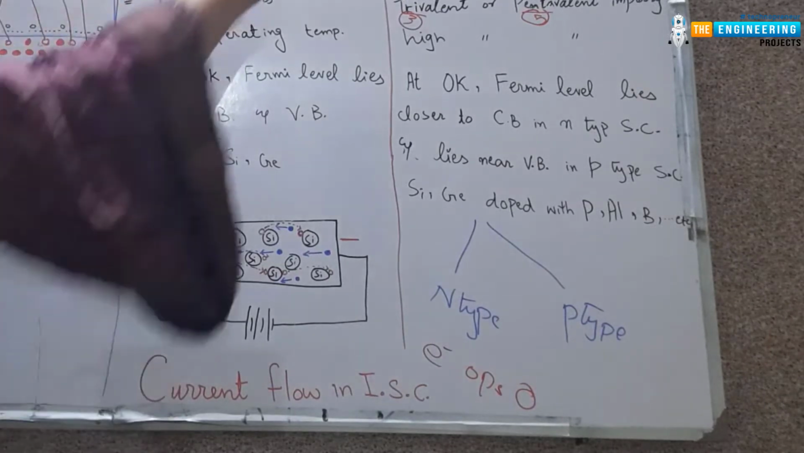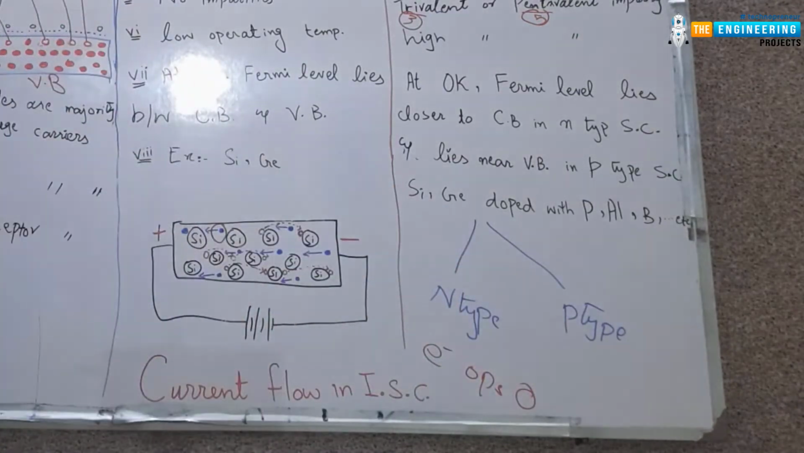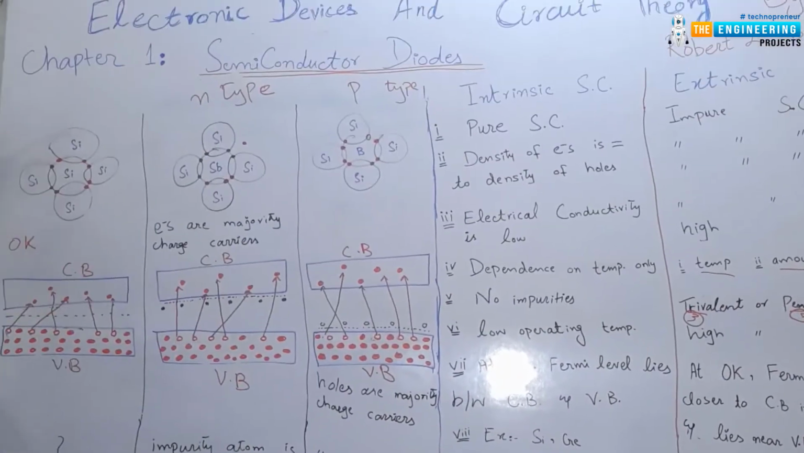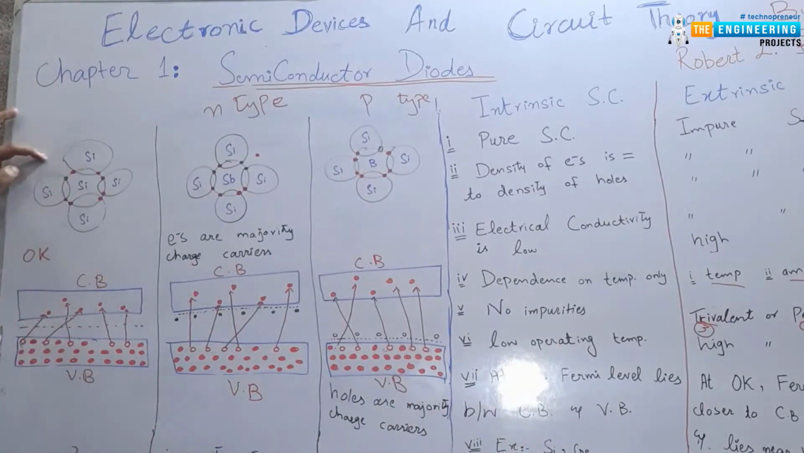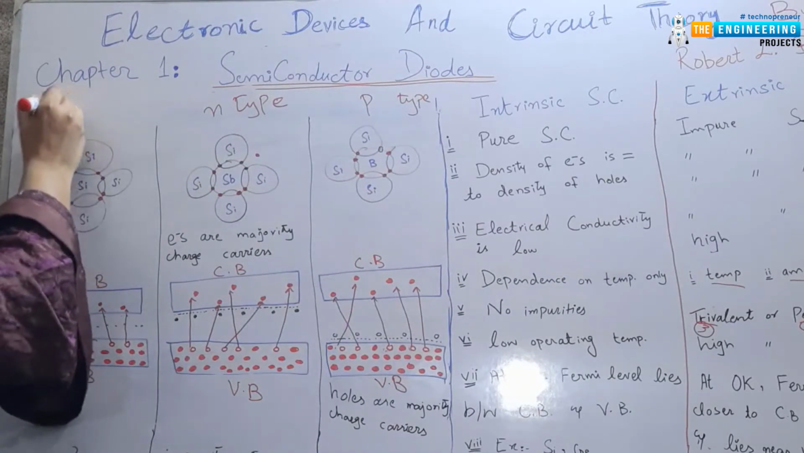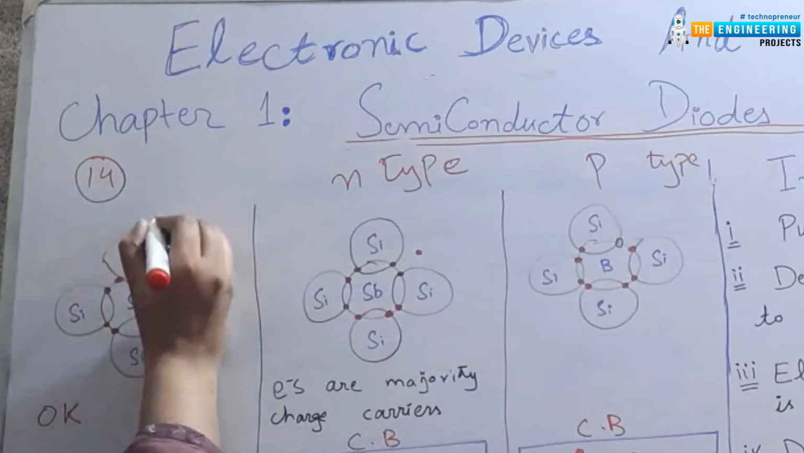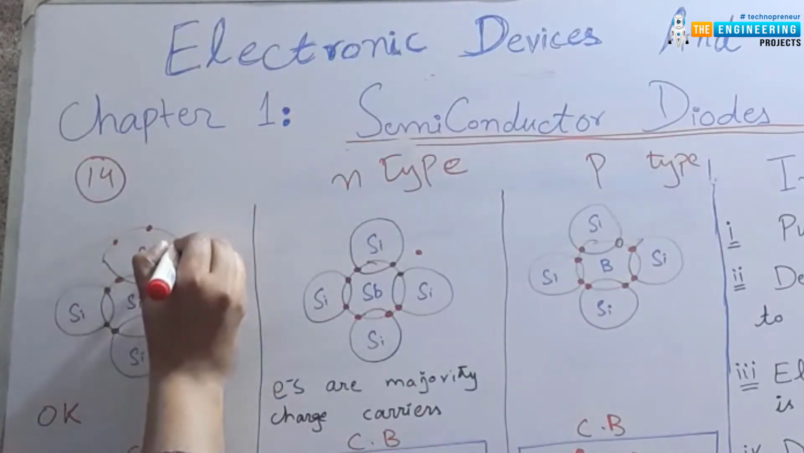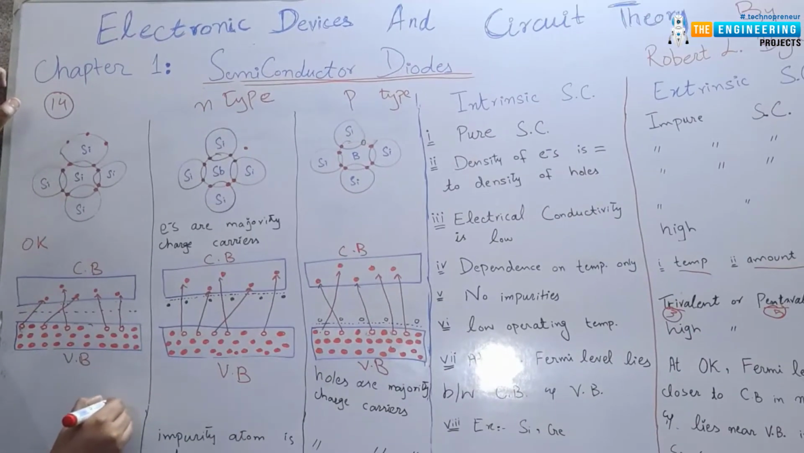The same is not true for the extrinsic semiconductor because it has two types. So we will discuss it here. This is the silicon. As we can see here, silicon is the atom which has 14 electrons. This is the nucleus.